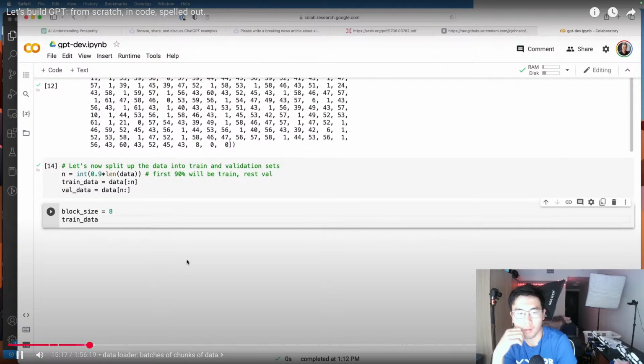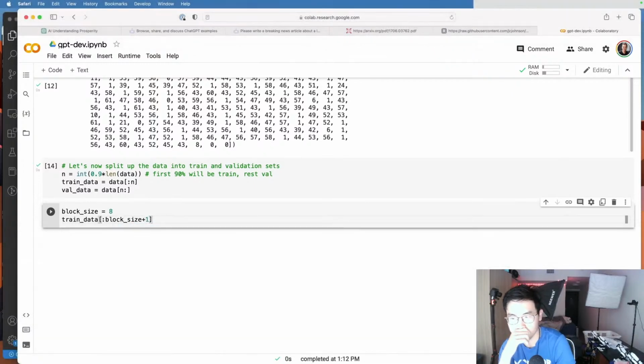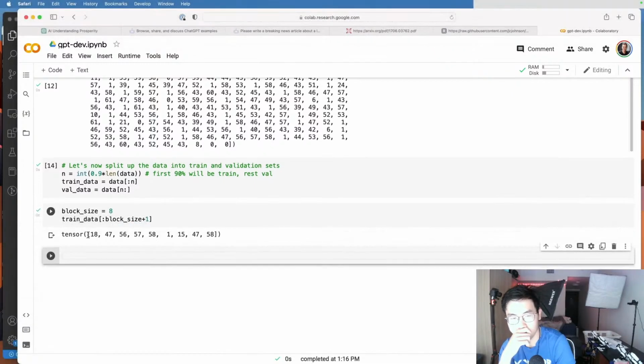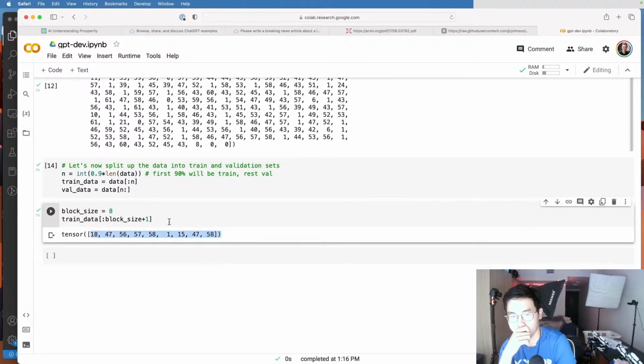And let me look at the first train data characters, the first block size plus 1 characters. I'll explain why plus 1 in a second. So this is the first 9 characters in the sequence in the training set.